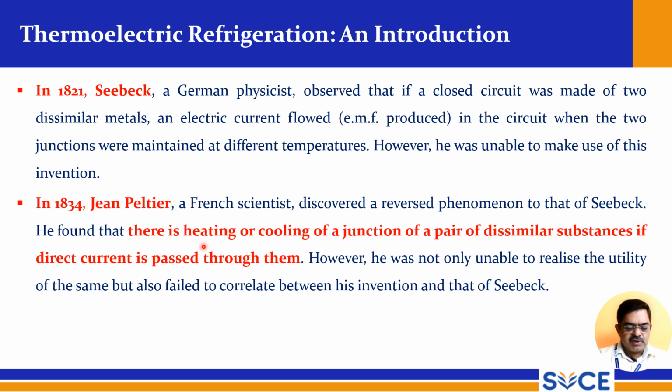Here there is heating or cooling of a junction of a pair of dissimilar substances if direct current is passed through them. However, he was not able to realize the utility of it, and also failed to correlate his invention with that of Seebeck. He also found that there are two junctions, and they act in opposite temperature nature.